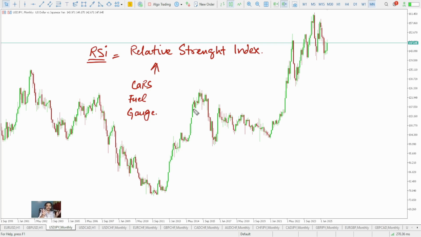Above 80 means the fuel tank is full. Buyers may be exhausted, or maybe the bullish trend is just over. And below 20 means the tank is empty. Sellers might be done. Maybe the bearish trend is about to be over. But don't just slam the brakes, okay? We need more than just a red light to stop. That's where strategy kicks in.